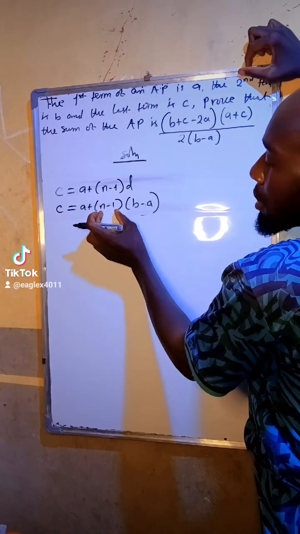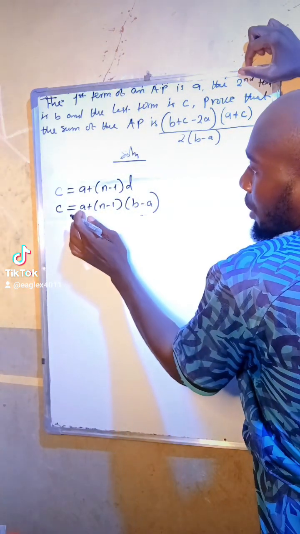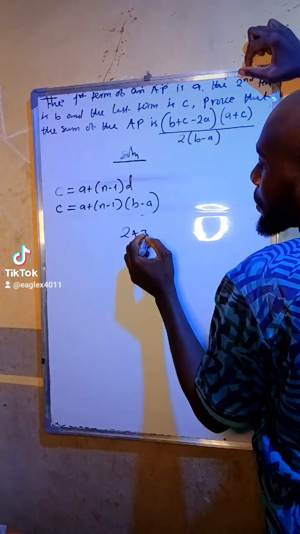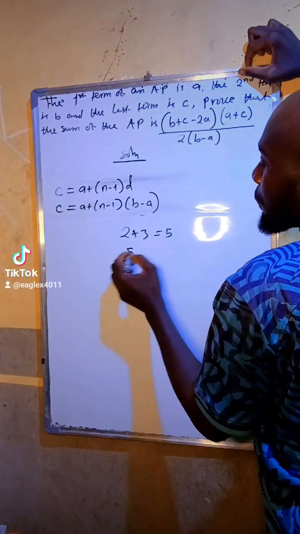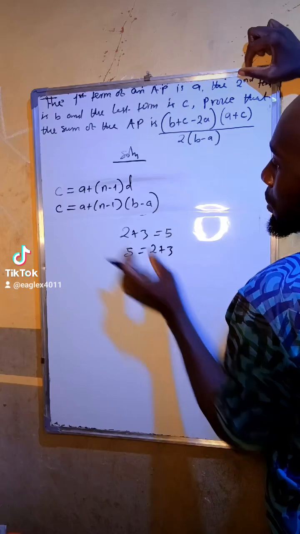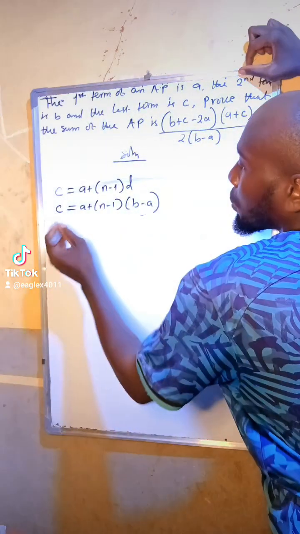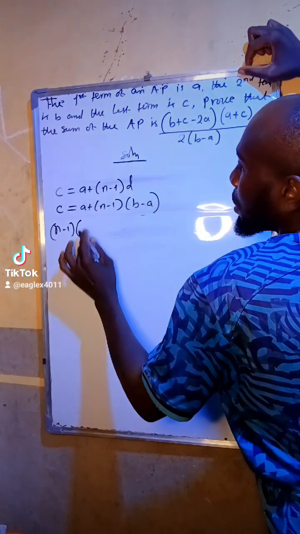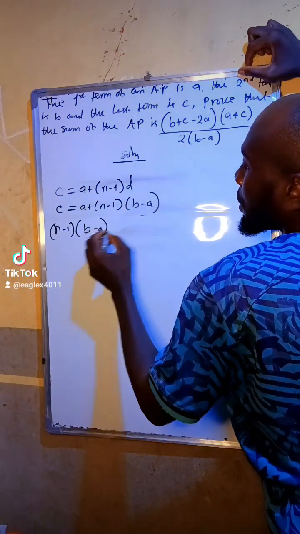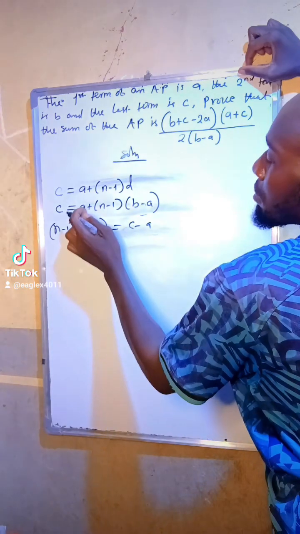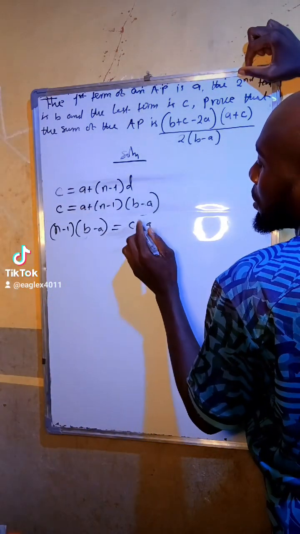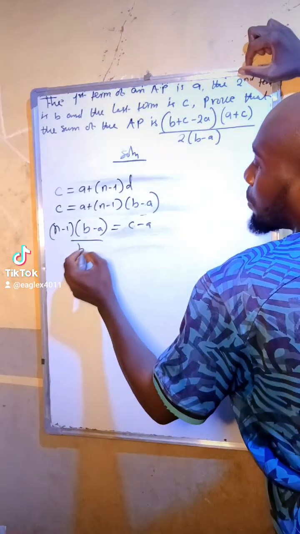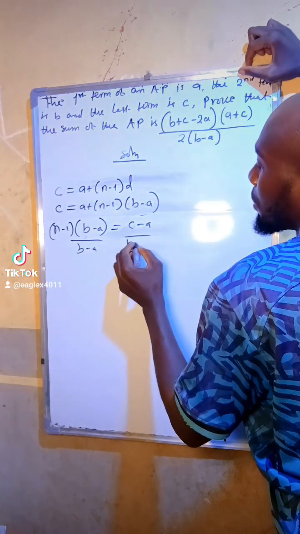Solve for this N. If I take this A to this side, it will turn to negative. Just as 2 plus 3 is the same thing as 5, and 5 is the same thing as 2 plus 3. So I want to have N minus 1 into B minus A is equal to C minus A, because this A will come to this side and turn to negative. We are looking for N, so divide both sides by B minus A.